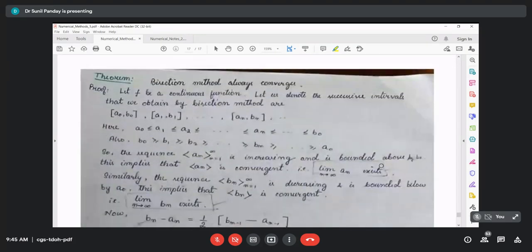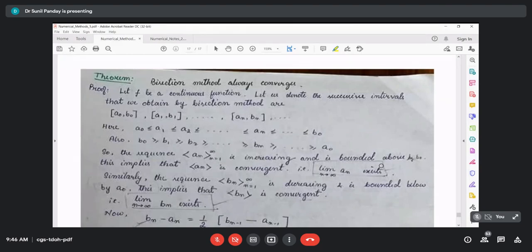Now we have another theorem, and the theorem is: the bisection method always converges. You have already seen the secant method, the regula falsi method, the Newton method, and the fixed point iteration. Newton method sometimes converges, sometimes may not converge. This is a fixed point iteration: if you have satisfied the condition of the fixed point iteration, then only it will converge. And the secant method is also not always converging.